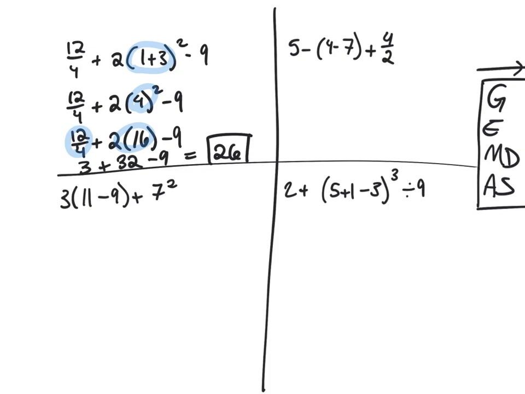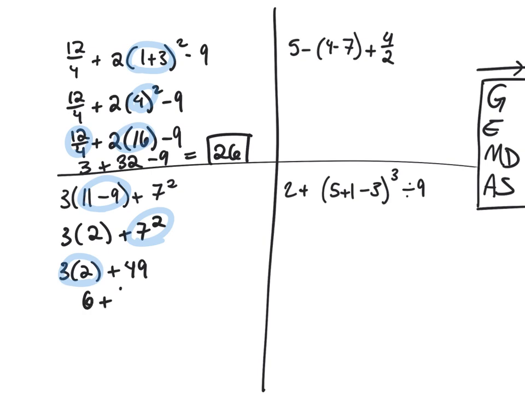Once again, let's start with our parentheses or grouping symbols. So we'll start with 11 minus 9. 11 minus 9 is 2. Now let's look for exponents. Aha, there we go. So I'm going to bring down everything else, and now I'm going to be working on 7 squared. 7 squared is 7 times 7. All right, next up is multiplication and division. And here we have 3 times 2. 3 times 2 is 6. Now we'll just add 6 and 49 to arrive at our answer of 55. Not so hard. Let's go up to the top for the next example.